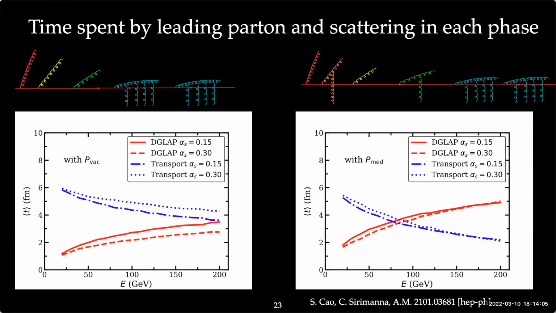So in that sense, these are different phases. And that's what I meant by the DClap phase, which is the place where you are steadily losing virtuality.